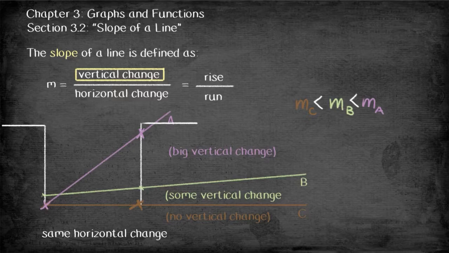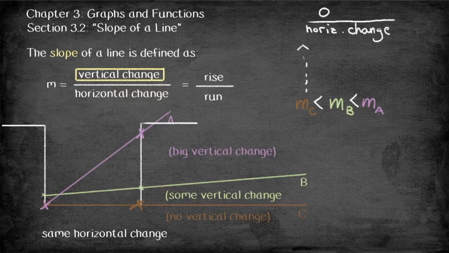One other thing to point out is that the brown line, having no vertical change whatsoever, would give me a numerator of 0. And we know that when we divide 0 by anything that isn't equal to 0, because here it isn't, we get 0. So the slope of the brown line is going to be equal to 0.